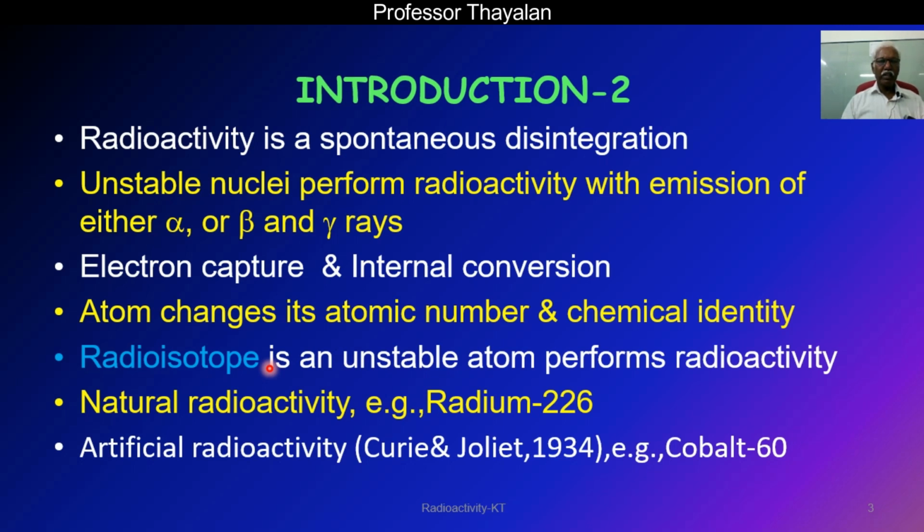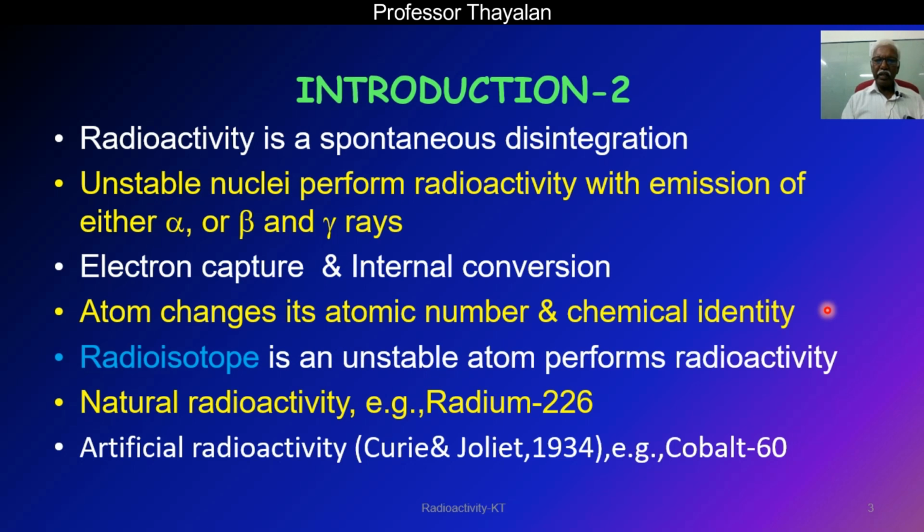So what is radioactivity? Radioactivity is a spontaneous disintegration. Unstable nuclei perform radioactivity with the emission of either alpha, beta, or gamma rays. To a certain extent, electron capture and internal conversion also contribute to radioactivity. During radioactivity, the atom changes its atomic number and its chemical identity. A radioisotope is an unstable atom that performs radioactivity.